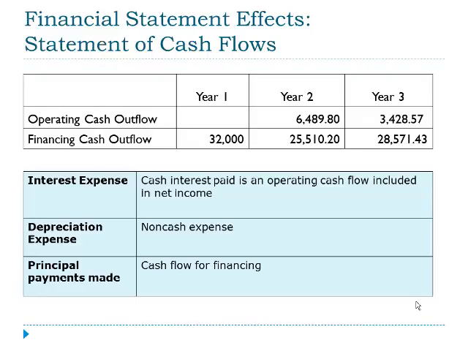Interest expense is going to be related to the cash interest paid, so that we're going to be able to see the interest expense that's accrued during the period on the income statement and the amount of cash interest that's actually paid on the statement of cash flows. Depreciation expense, remember, is not going to show up on a statement of cash flows because depreciation is a non-cash expense. And the principal payments made are showing up as a cash outflow for financing.